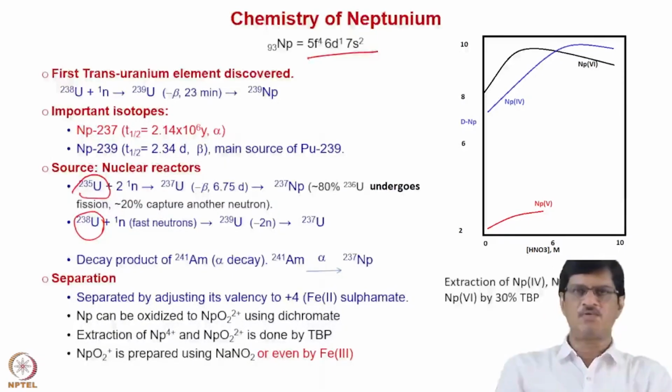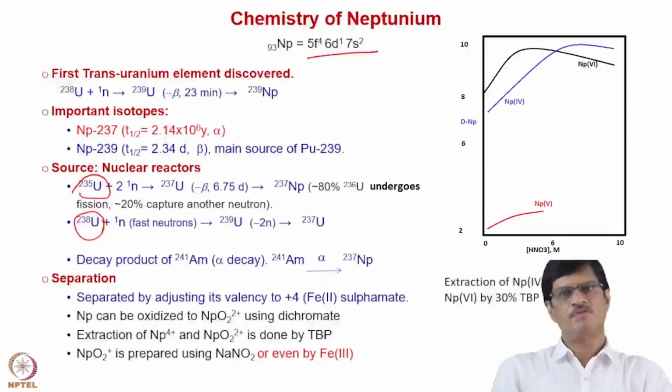Neptunium can be converted to the +4 valency by ferrous sulfamate. Neptunium can be oxidized to the +6 oxidation state by dichromate. And these neptunium +4 and +6 ionic species can be extracted using 30% TBP in a non-polar diluent like odorless kerosene or dodecane.